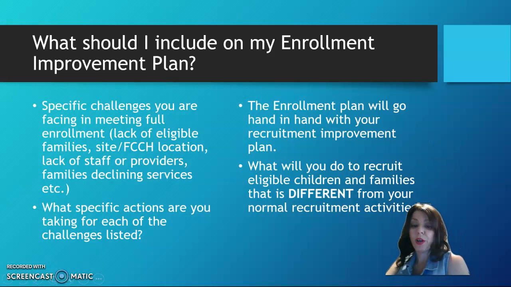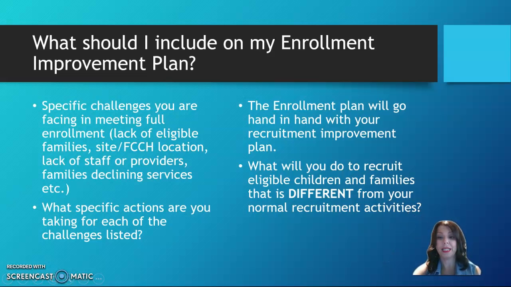And again, we're going to follow the same format as that attendance plan. What specific actions are you taking for each of the challenges listed? So it should be very specific. What actions are we doing for these challenges? The enrollment plan will go hand in hand with your recruitment improvement plan, which I'll get into next, because our recruitment efforts are what feeds into our enrollment, right? What will you do to recruit eligible children and families that is different?